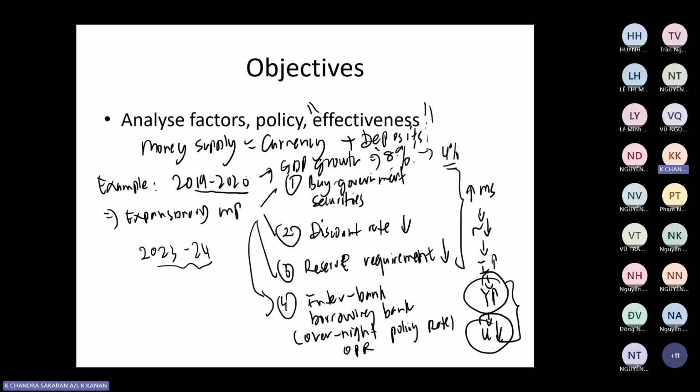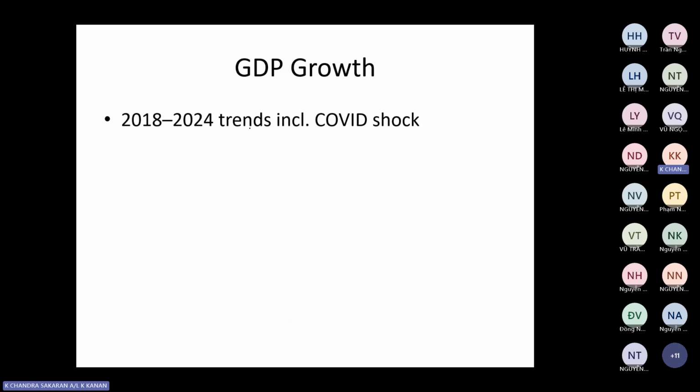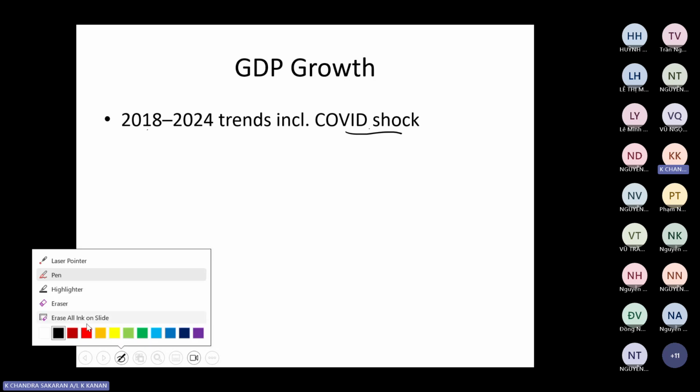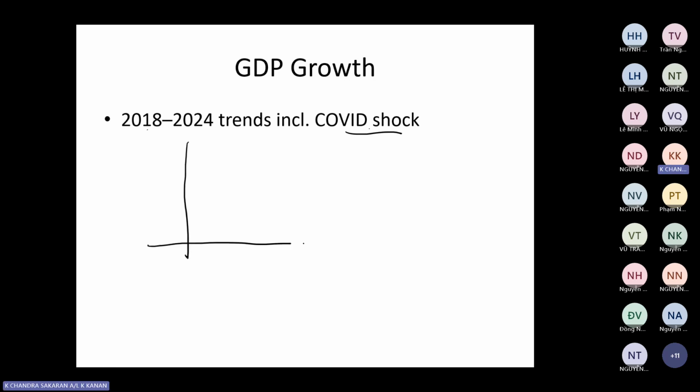So look at all this data to look at the effectiveness of the policy. What policy was implemented? These are the tools. Look at the tools. Why was this policy implemented? You will relate it to the event. For example, in this case, we have the COVID shock. I give an example here. Between 2018 to 2024, the trend includes COVID, because COVID happened in 2019, 2020. So over this time period, a lot of changes can happen to the economy. That's why the economic cycle goes up and down.